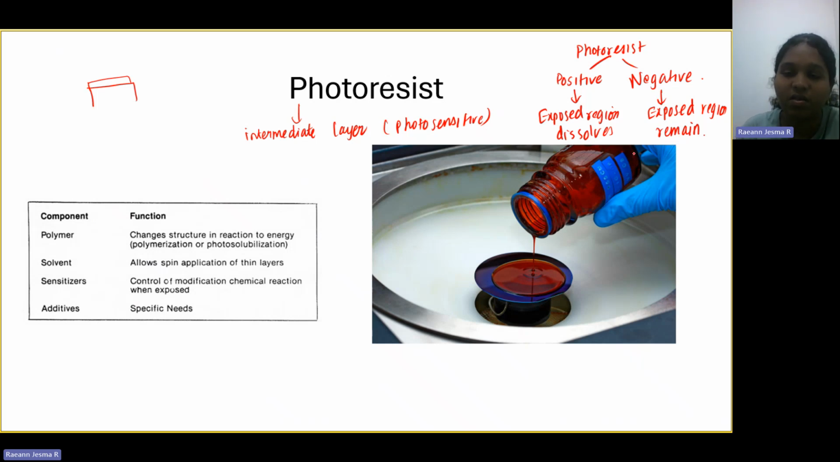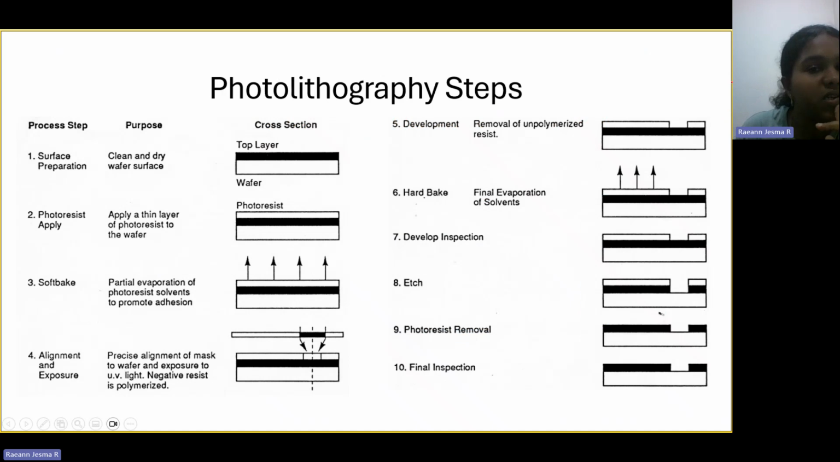So if you look at the general photolithography steps, first we have to prepare the surface of the wafer. So we'll do cleaning. Generally, this is solvent cleaning. We'll use acetone, IPA, and DI water. Then we'll dry the wafer surface. It is important to have a dry and clean surface. Otherwise, there will be issues in the photoresist adhesion.